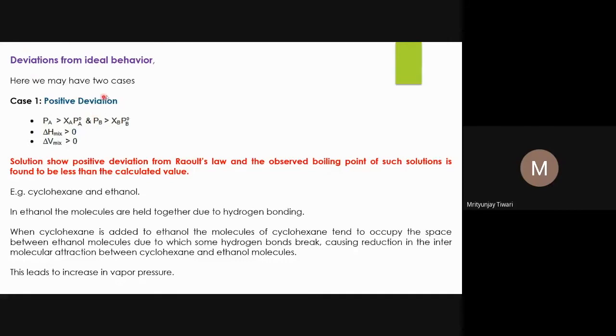We also see deviations from ideal behavior in non-ideal solutions. Of course, there are real solutions, non-ideal solutions. Most of the solutions are non-ideal solutions. So why is there deviation? If there is deviation, what kind of deviations are there from ideal behavior? Here, there are two possible cases: one is called the positive deviation, and another is called the negative deviation.